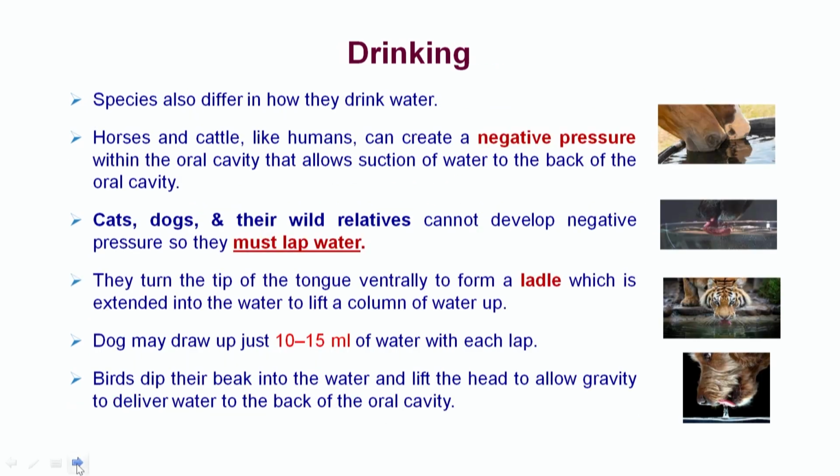Now coming to drinking. The drinking behavior is different in different animals. If you consider ruminants like sheep, goat, cattle and buffalo, they create negative pressure and then drink the water. Whereas dogs and cats, and their wild relatives, cannot create negative pressure and cannot drink water that way.